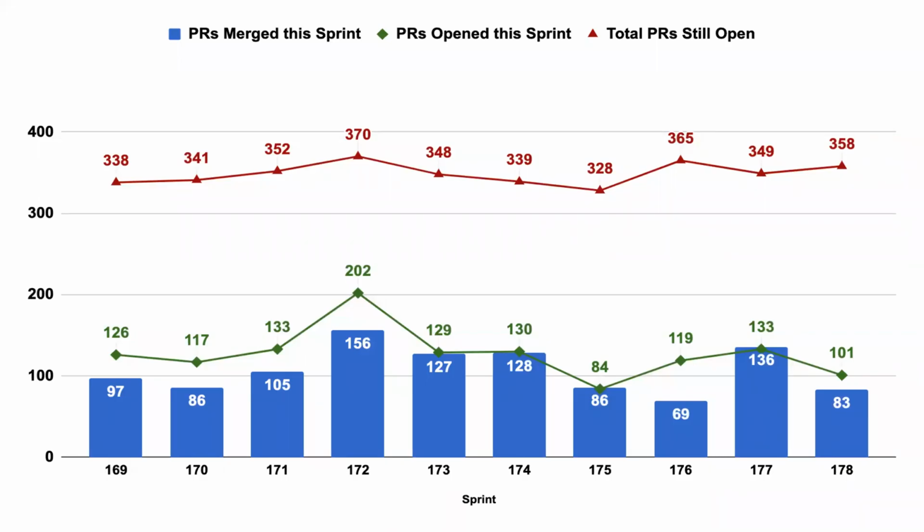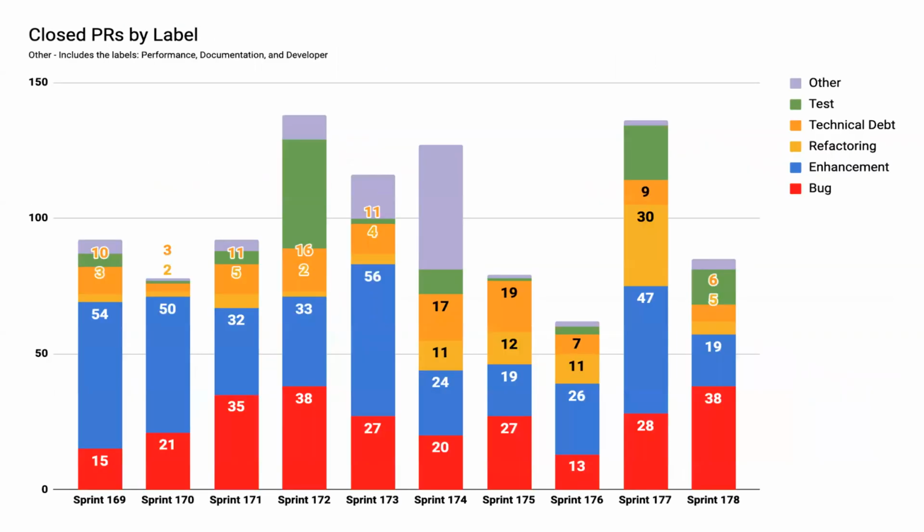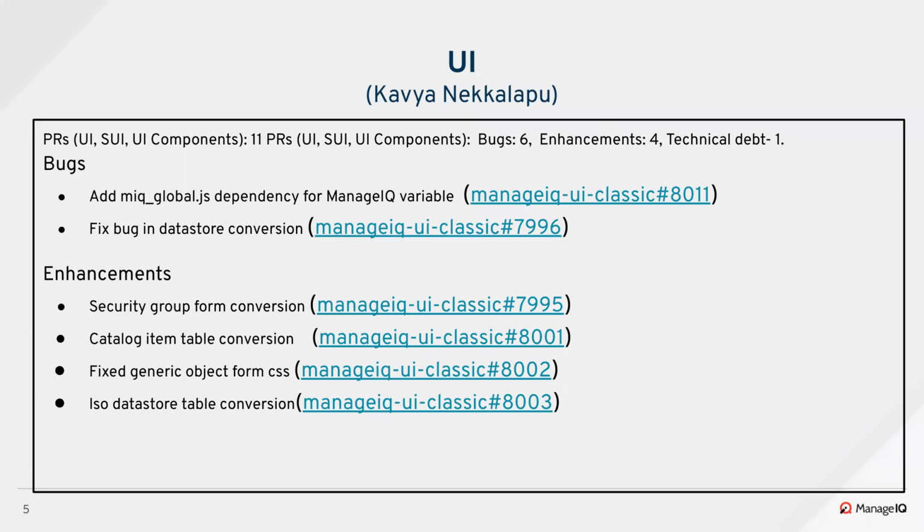So this sprint, we had 101 pull requests opened and 83 merged. So we're back to a pace similar to 175 and 176. Probably a little bit lower since we did have the Christmas, New Year's holidays in the sprint. In terms of the spread of the pull requests, 38 were bugs, 19 enhancements, and everything else sprinkled around. And with that, I'll turn it over to Kavya.